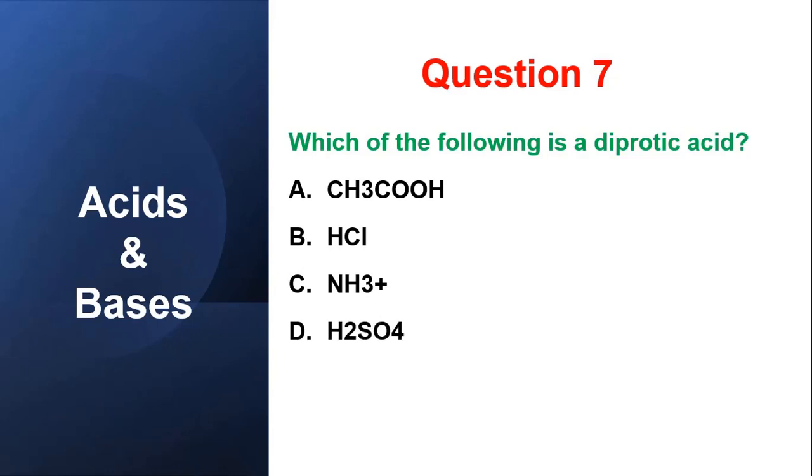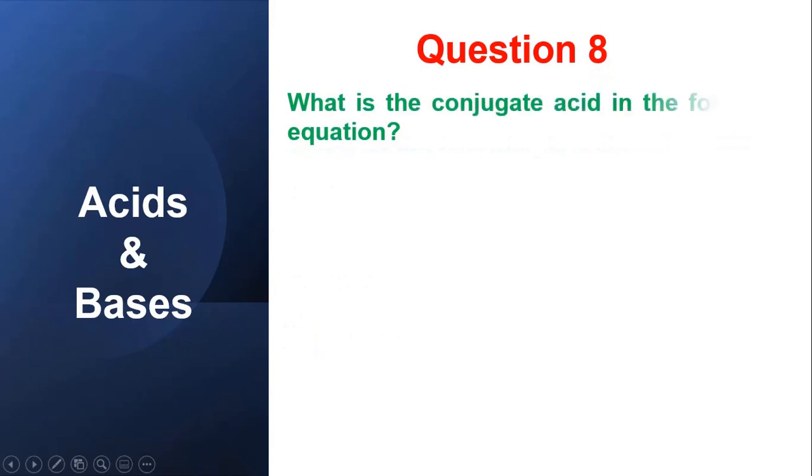Which of the following is a diprotic acid? Diprotic acid. Di means 2, so H2SO4. This is mono. This is mono. This is not an acid actually. This is a base, NH3. I don't know why they put here the plus. They try just to make you confused.